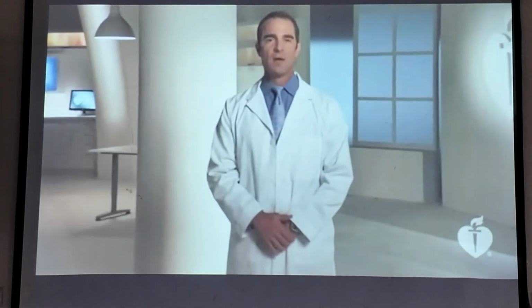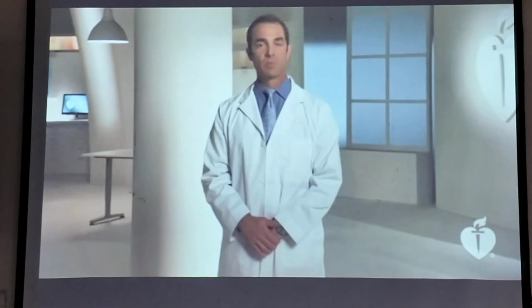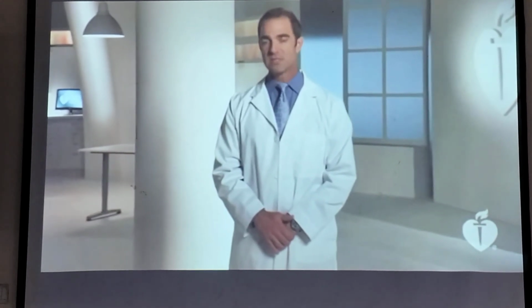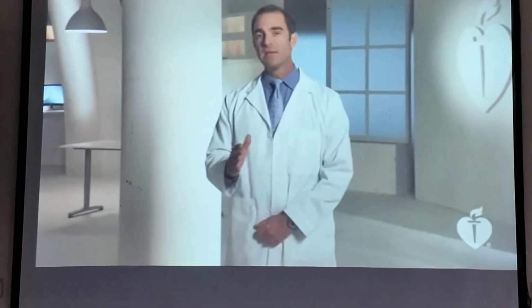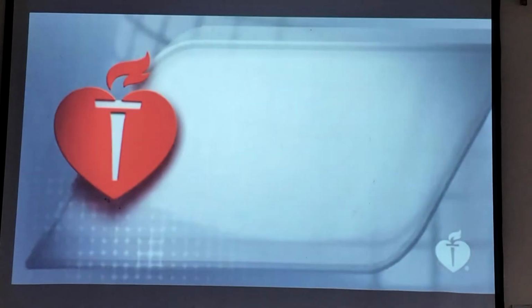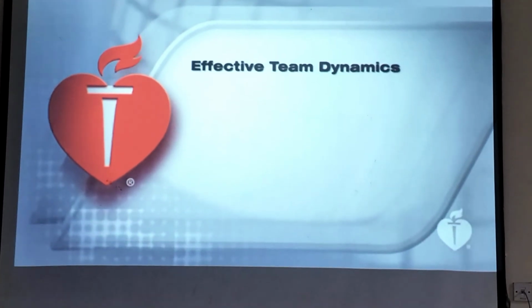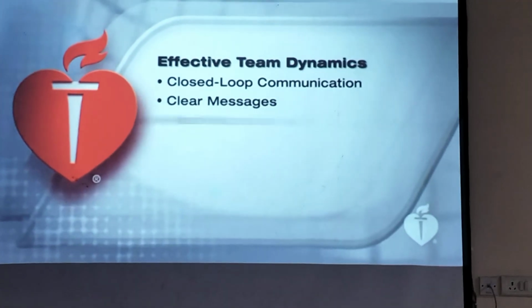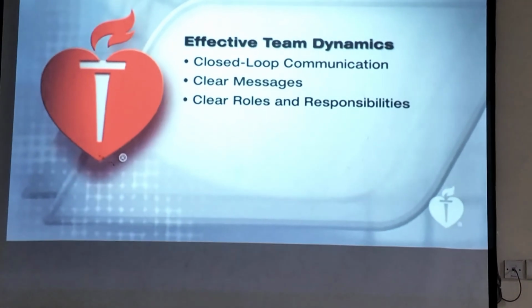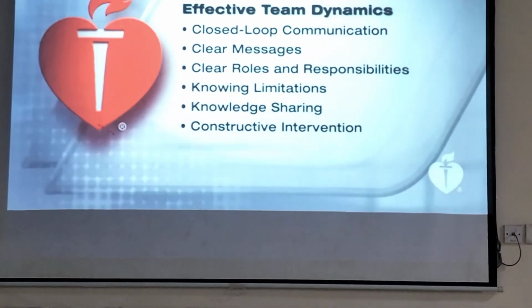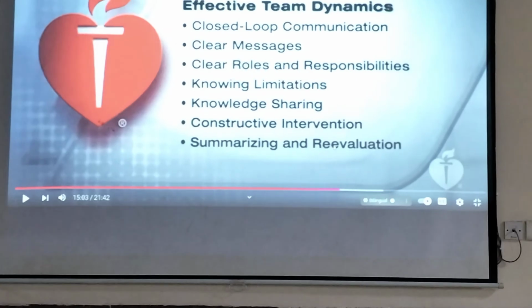Reviewing how a code went not only helps individual team members perform better in subsequent codes, but may also bring system deficiencies to light. Now we'll play the megacode resuscitation case study again. This time, as you watch, look for the key elements of effective team dynamics. Closed loop communication, clear messages, clear roles and responsibilities, knowing one's limitations, knowledge sharing, constructive intervention, summarizing and reevaluation, and mutual respect.